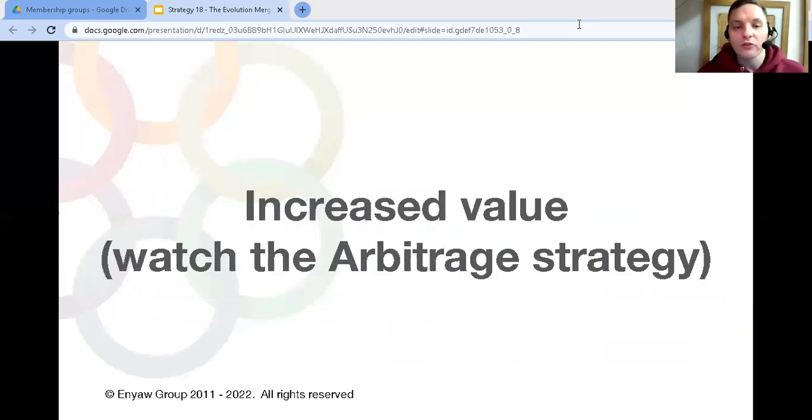There are lots of benefits to this strategy, but the last one I want to touch on is the value of the combined businesses packaged within this group structure. I won't go into detail here, but go and watch my other video on the arbitrage strategy, and you'll see what I mean about combining that with this strategy.